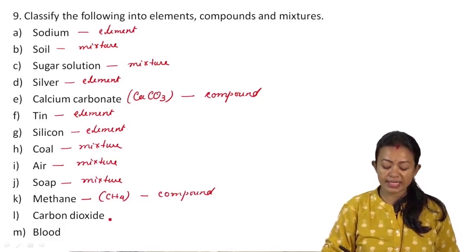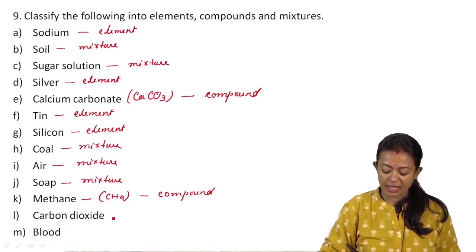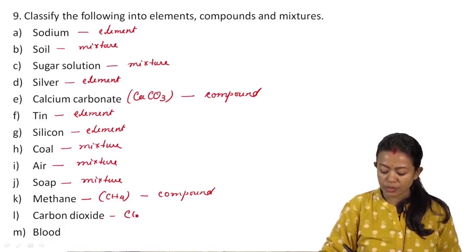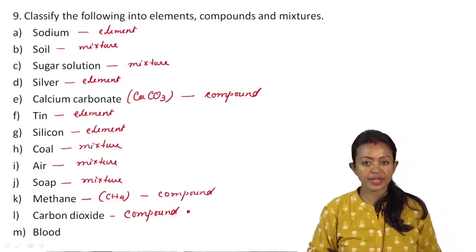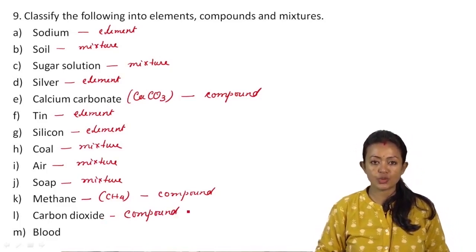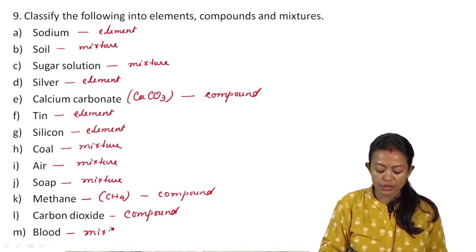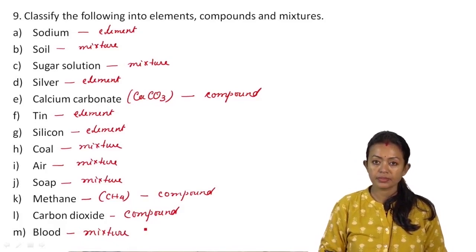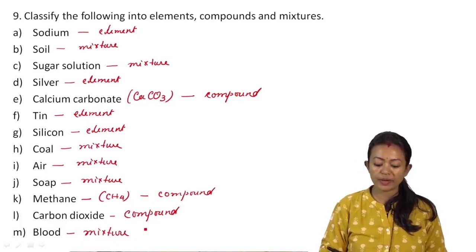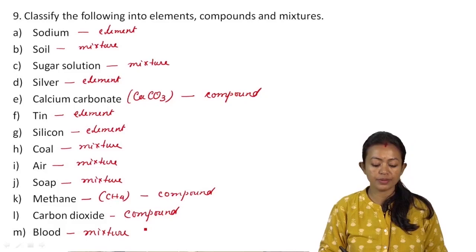Yes, what is carbon dioxide? Carbon dioxide is a compound because it is made up of carbon and oxygen. So there are two different kinds of atoms that have combined into a compound. Now what is blood? Blood is also a mixture. Clear? So I hope you have understood how we did the classification.